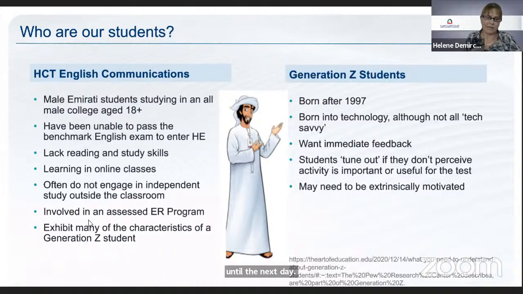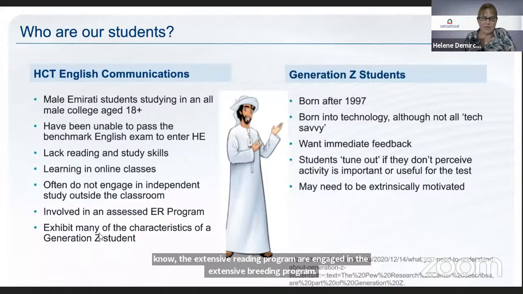They are heavily involved in an assessed English extensive reading program, and we've been doing that for, let's say, the last 10 years, but it's only the last 2 years that all the students within the colleges, and we have 16 colleges, male and female students, are using the extensive reading program, are engaged in the extensive reading program.